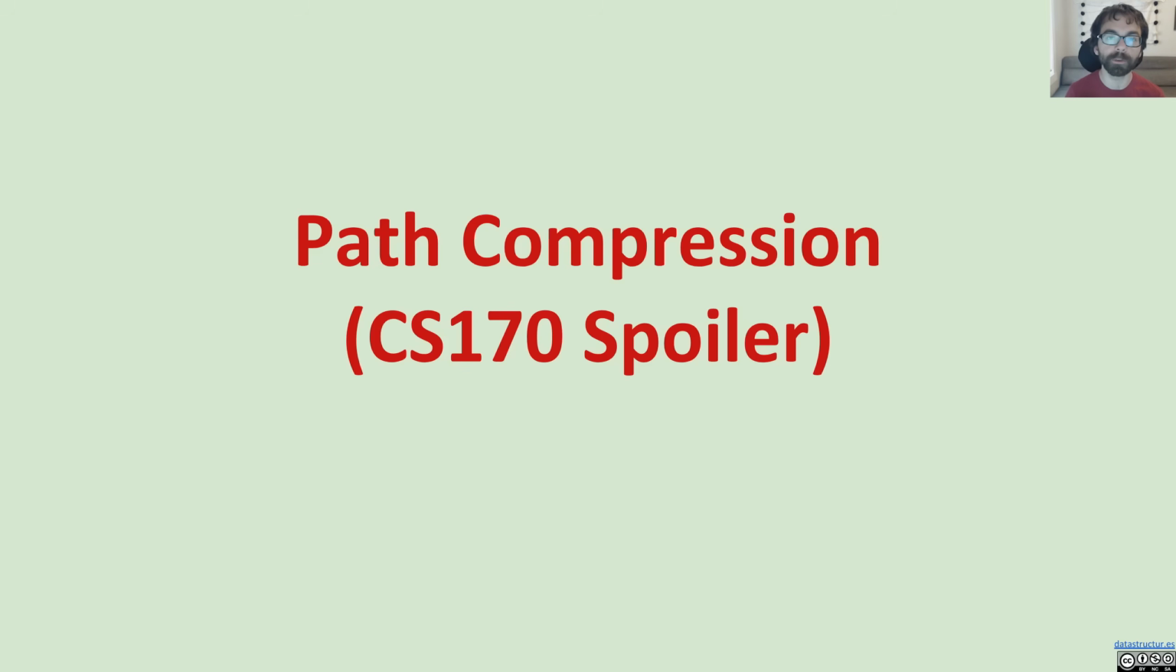Our last improvement to our disjoint sets data structure is going to be something known as path compression. Now this is a bit of a preview of what one might see in CS 170, the theory course here at Berkeley. That said, I still want to walk you through it because the idea is beautiful, though the analysis will be well beyond our capabilities.